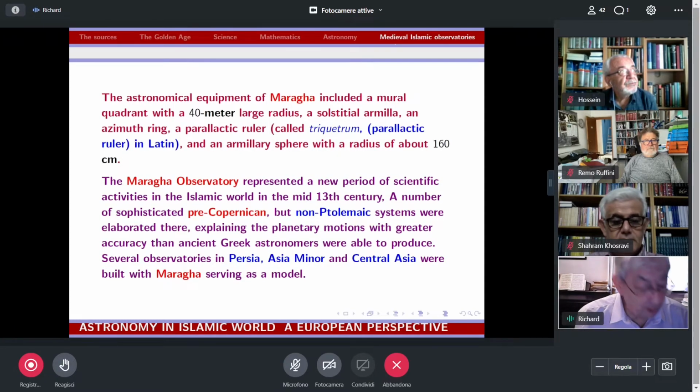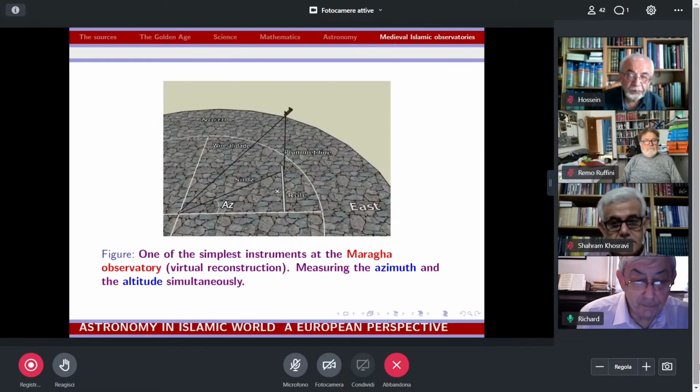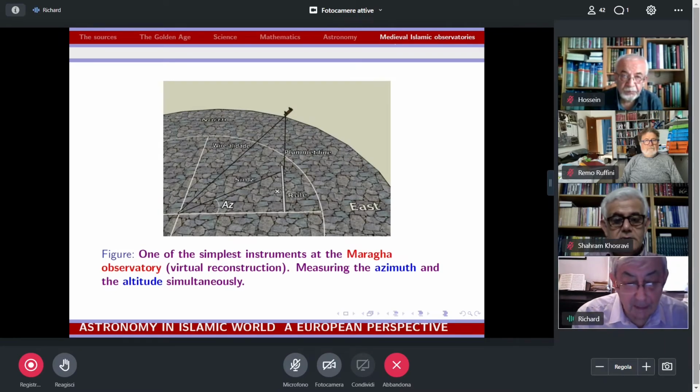And the astronomical equipment is fantastic because there was a 40-meter radius mural quadrant, a solstitial armilla, a triquetum, many fantastic astronomical devices, unparalleled until the invention of the telescope or European science. These are some of them. This is one of the simplest instruments.